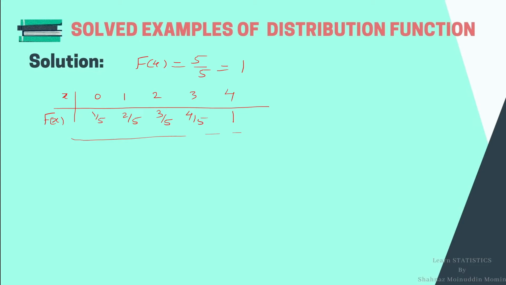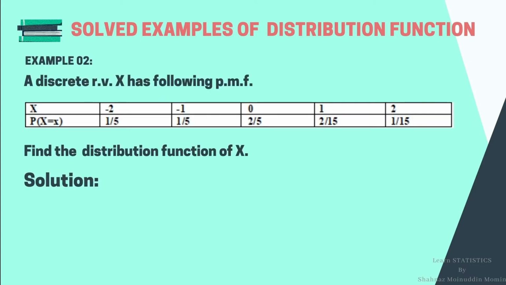To understand the concept in more detail, we shall consider another example, example number 2. A discrete random variable x has the following PMF. Here we are given the values of x as -2, -1, 0, 1, 2 and their respective probabilities 1 by 5, 1 by 5, like this, 1 by 15. Find the distribution function of x.